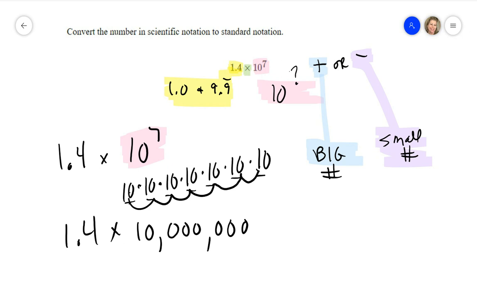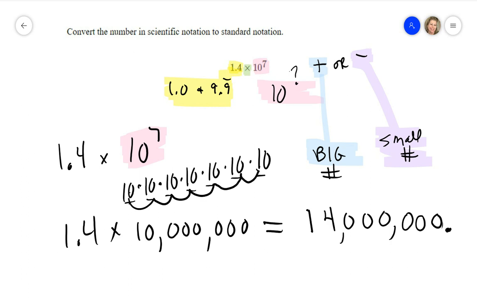And then if I took 1.4 times that, I would get 14 million. Now, that's doing all the math out. If I actually did all the multiplication and counted the decimal point, the decimal point would be right there when I'm done. The trick is, all you have to do is look at the exponent on your base 10.